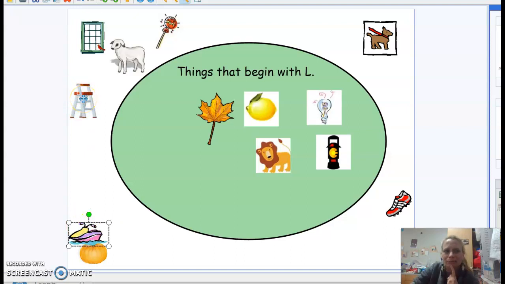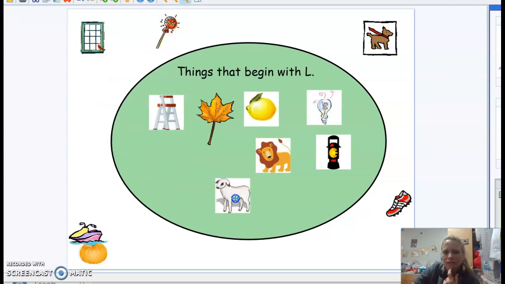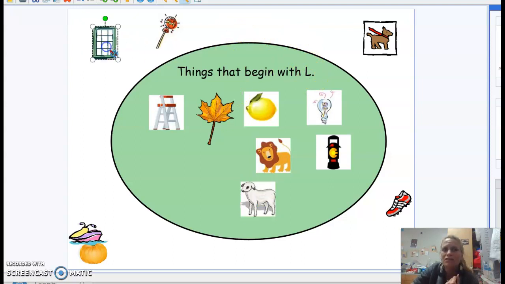How about a ladder? Good job. A lamb? Good. A lamb starts with the letter L. Window? I love this bird in it. Should I take it? Just because I love it? It does not start with the letter L.